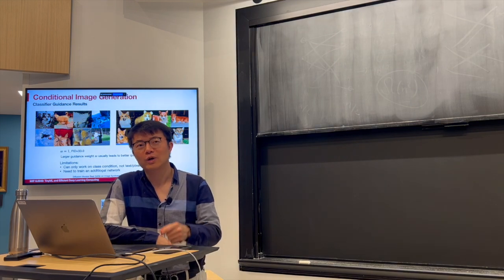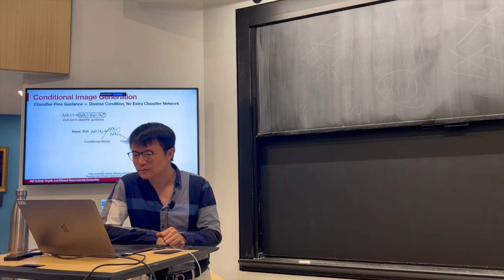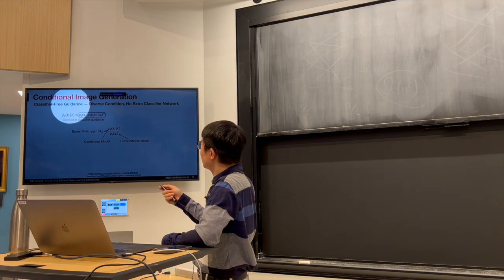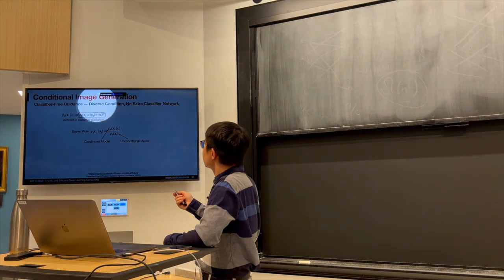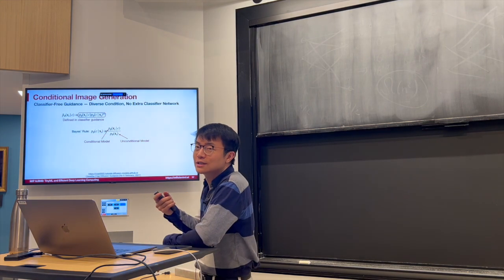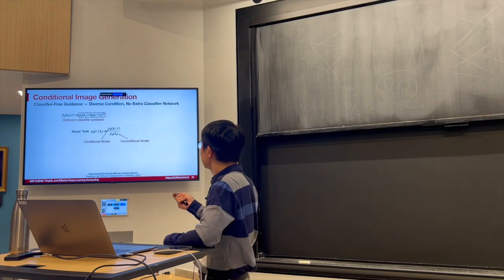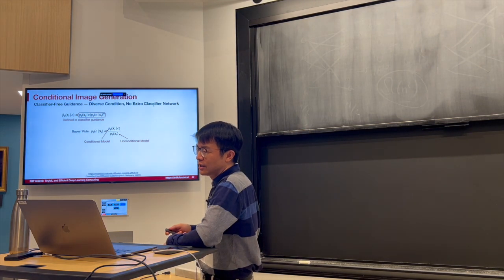So can we just use one network and don't have to train a separate classifier network? So that's the classifier-free guidance, a very widely used technique these days to support diverse conditions, including the class condition, text condition, pixel-wise condition, etc., without using an actual classifier network.